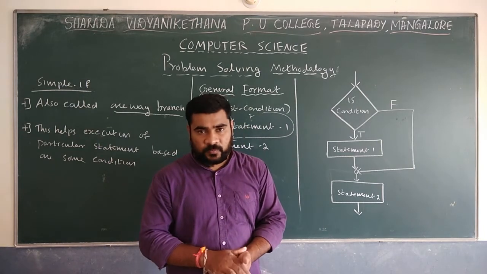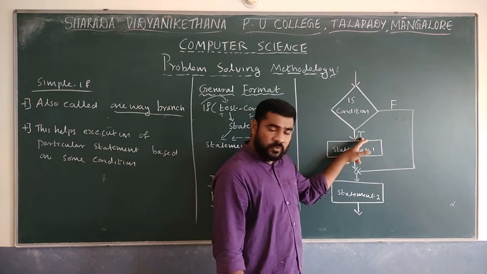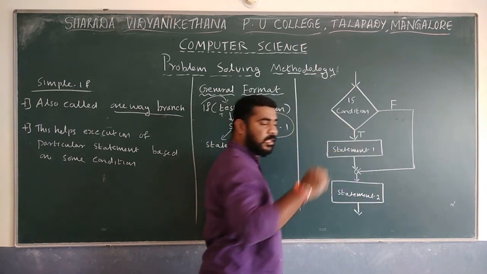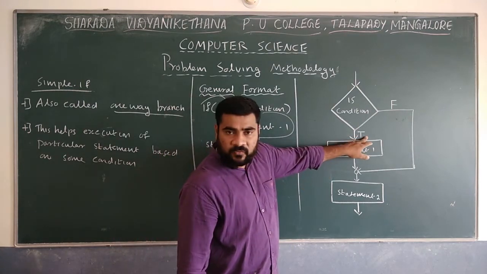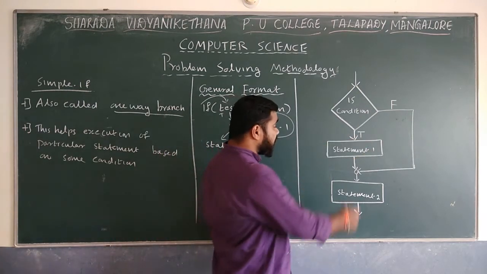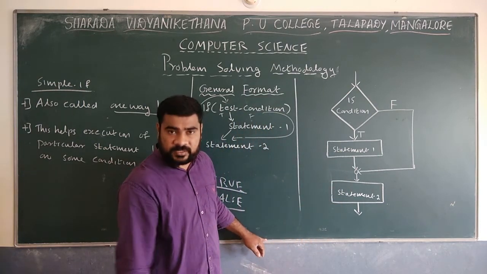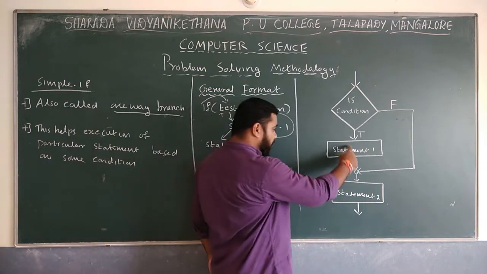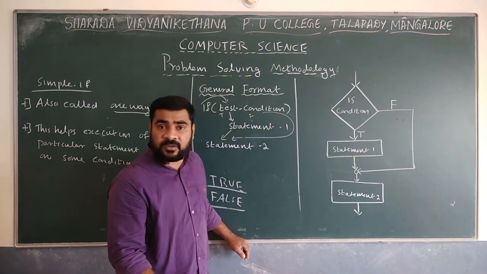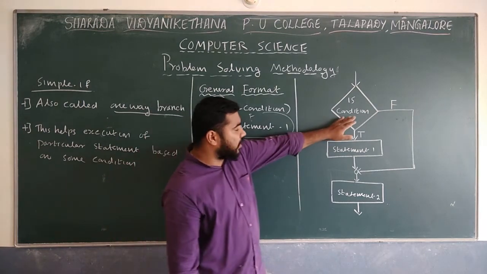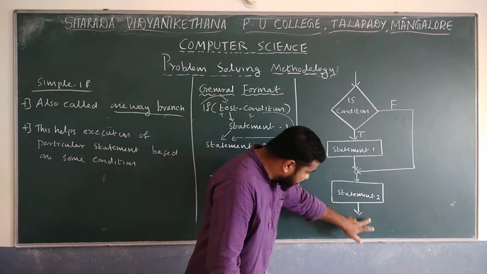You can write true or false here on the branches. Whenever the condition is true, then statement 1 is going to execute. After executing the statement, the flow is given like this, so next we execute statement 2. First the condition is checked, it is true, statement 1, then statement 2 is executed, one after another.